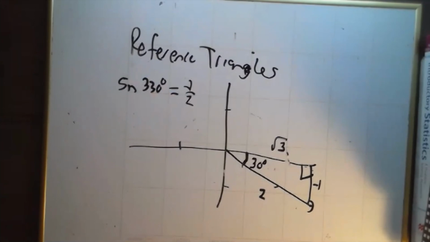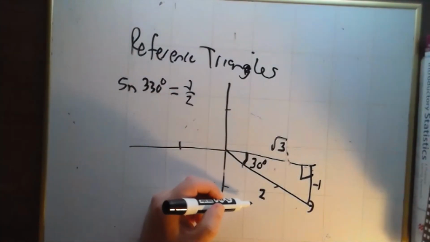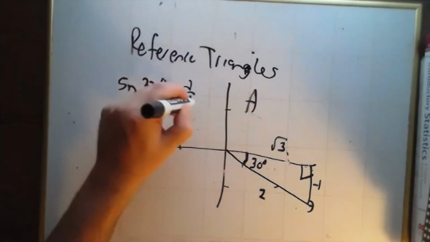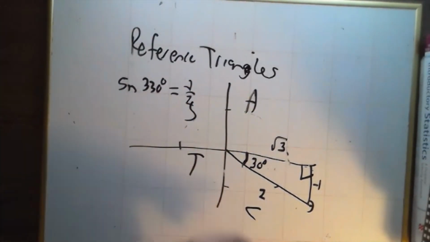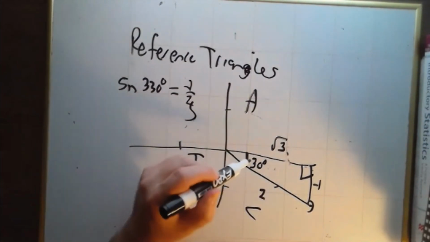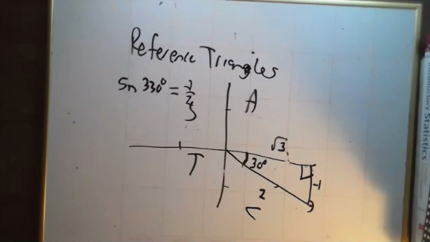-1/2. Opposite over hypotenuse. Or another way, all students take calculus. I'm in quadrant 4. I know sine is negative in quadrant 4. I know my reference angle is 30. It's -1/2. I'm done.